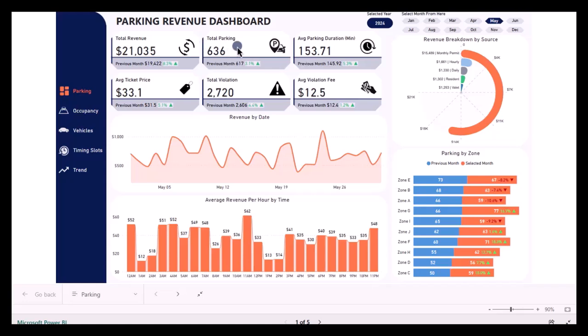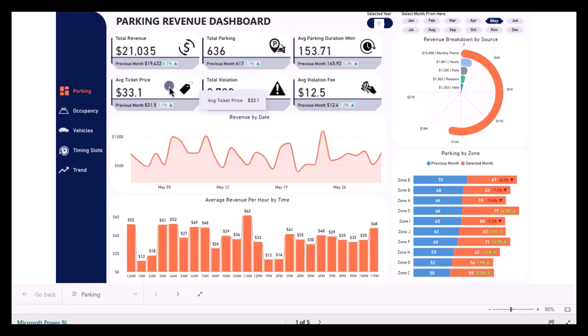After that, we have our total parking. You had 636 parking events this month, up by 3.1%. A steady increase here means more customers are using your facility. After that, we have average parking duration in minutes. So this is for customers who parked an average of 153.71 minutes. If this number increases or decreases, it might indicate how well you are meeting your customer needs.